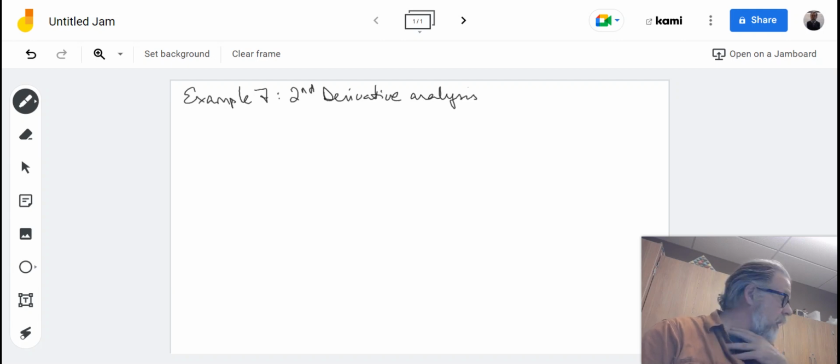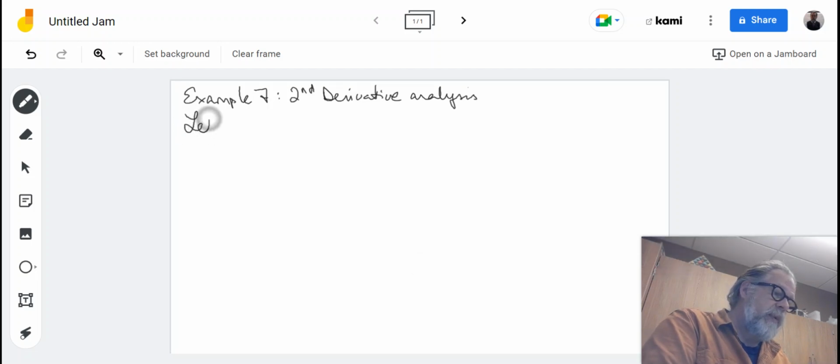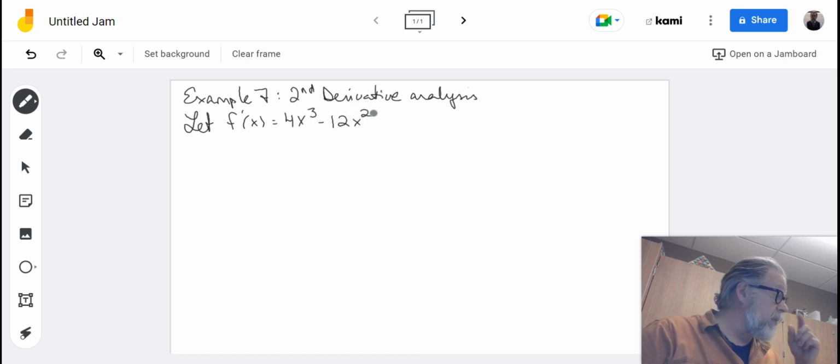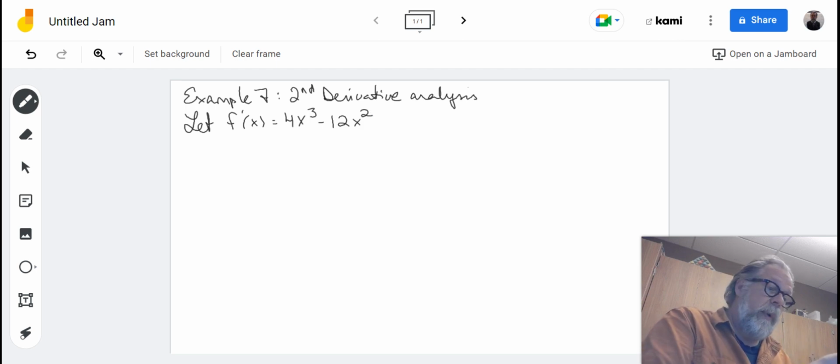All right, I want to do a quick example of how we would analyze a function using the second and first derivative. So let's start with the fact that we are given a first derivative. We are given the various rates of change, and it works out to be 4x cubed minus 12x squared. So first thing we need to do is say, well, when is that derivative equal to 0?